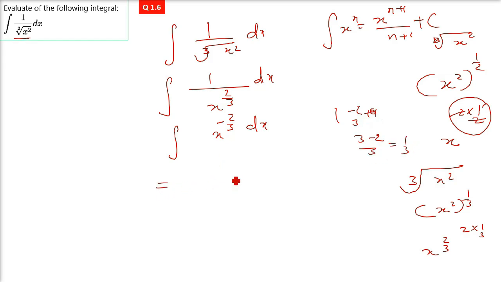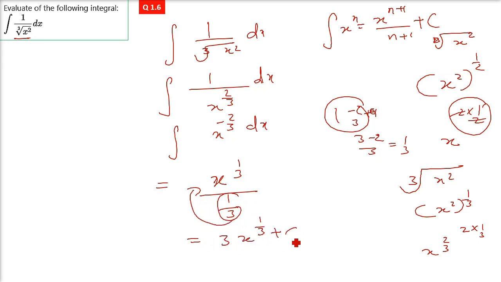So this is the integration, and just remove this integration sign now because you are writing the result of the integration. It's x raised 1 by 3 divided by 1 by 3, and with the constant of integration, this 1 by 3 in the denominator will go up. 3 into x raised 1 by 3 plus c. This is the standard result of this solution.